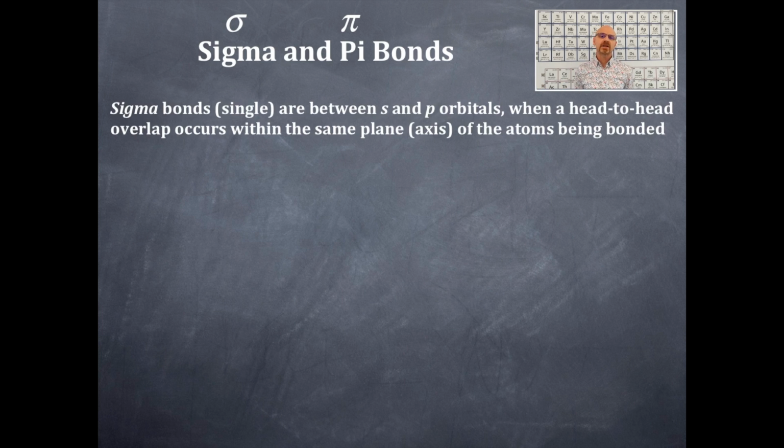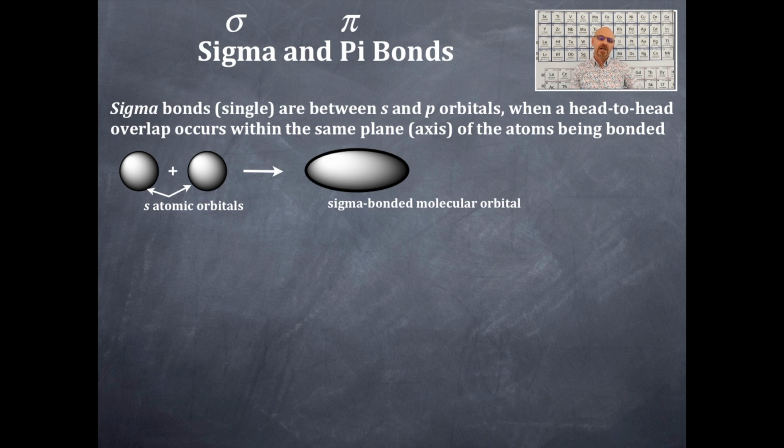Okay, sigma bonds are single bonds and they are between s and p type orbitals. It's when a head-to-head overlap occurs within the same plane or along that same axis of the atoms being bonded. So here are two s-type orbitals. Notice that they are atomic orbitals, and that the s-type orbitals are spherical in nature. We're going to combine them together and we're going to get a sigma bond that's a molecular orbital.